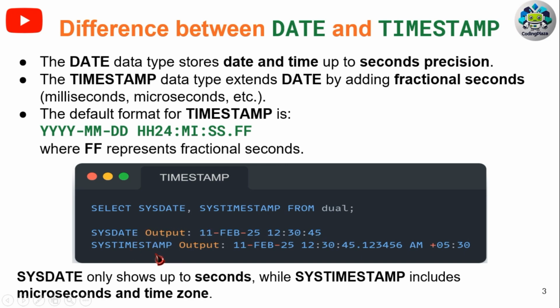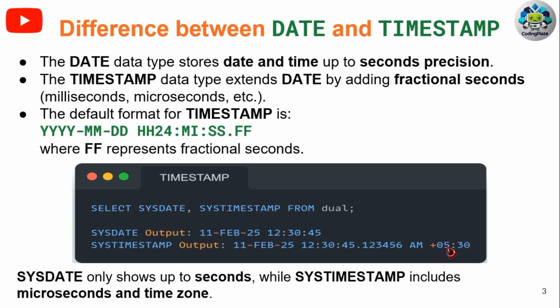In systimestamp we can see the same hour and minutes, but something is newly added: 1 2 3 4 5 6, called fractional seconds. Using this you can work at the time zone level. AM is also there, so you can identify very easily whether it is morning or afternoon and evening time. And the time zone will also be there: plus 5:30 means it is IST time. You don't need to be confused here.